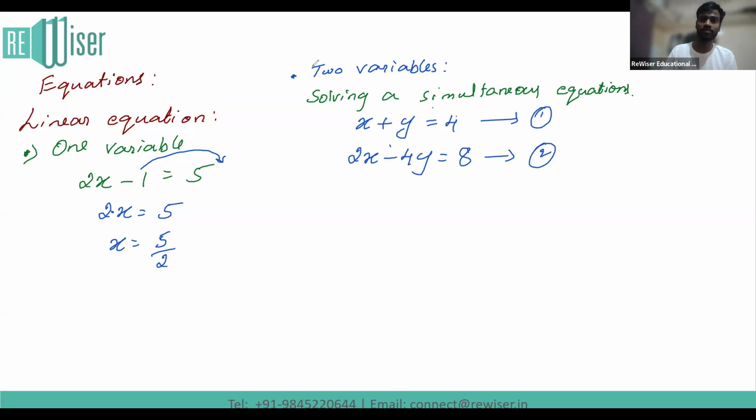If I need to solve for x and y, there are two methods. Method one is by substitution. We call this the method of substitution.